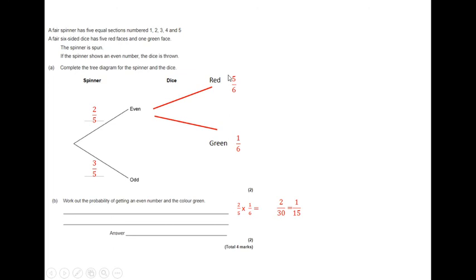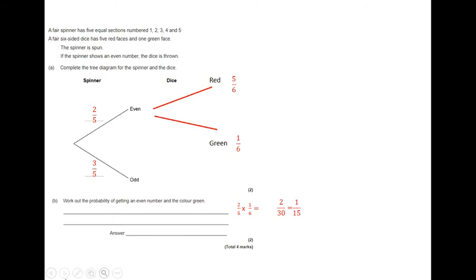Now the chance that it's red is going to be 5/6, because a dice being red, it's got 5 red faces, so it's 5 out of 6. There's 6 faces in total, and that means green is going to be 1/6. It's quite a hard question, this one, to fill out. So to repeat, the spinner is going to be 2/5 it's even because there are 2 numbers out of 5, and then 3/5 it's odd because there are 3 numbers out of 5. And same for the dice, it's going to be 5/6 for red, and then 1/6 for green, because there's 5 red and 1 green face.